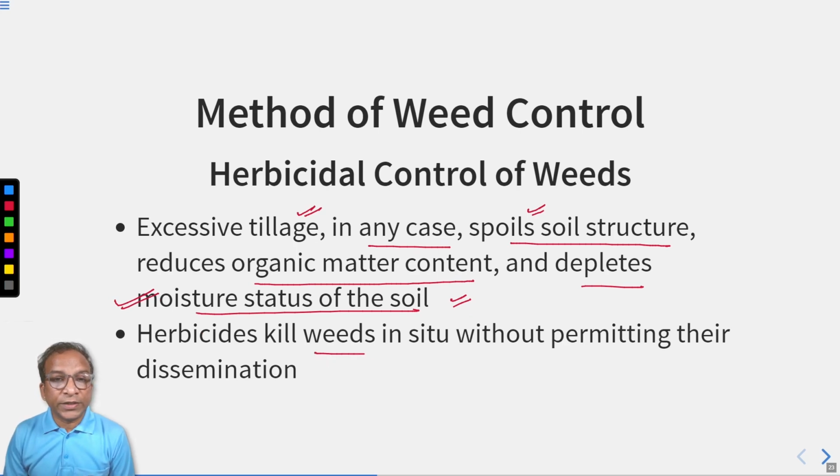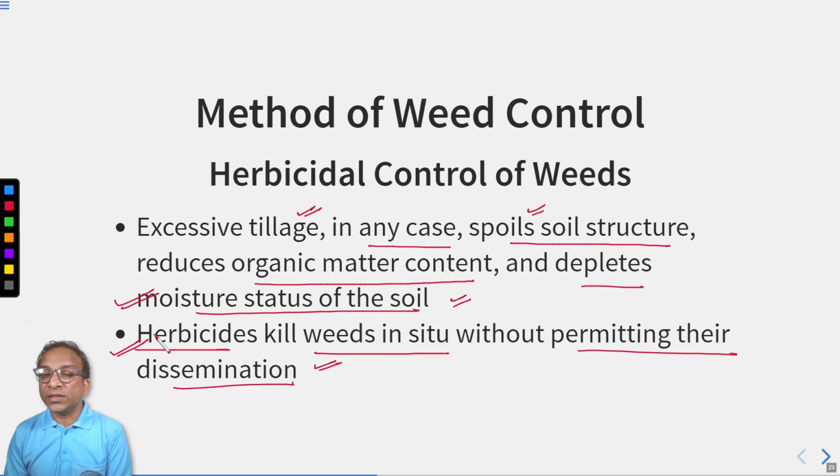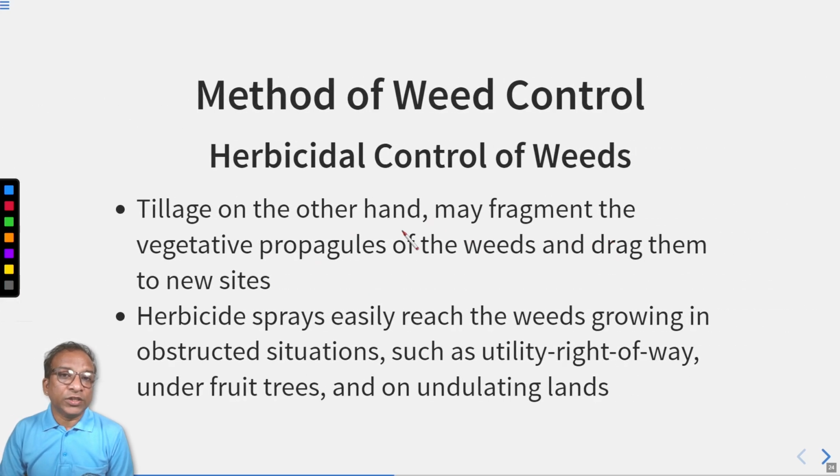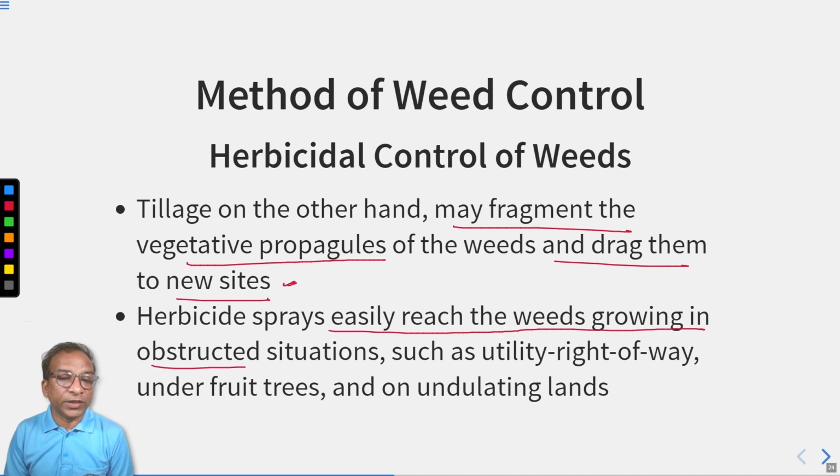Herbicides kill weeds in situ without permitting their dissemination. So in this case, herbicide can be used to kill these weeds, right? And they will not affect the soil structure. Tillage, on the other hand, may fragment the vegetative propagules of the weeds and drag them to new sites. Herbicide spray easily reaches weeds growing in obstructed situations such as utility rights of way, under fruit trees and on undulating lands. Right.